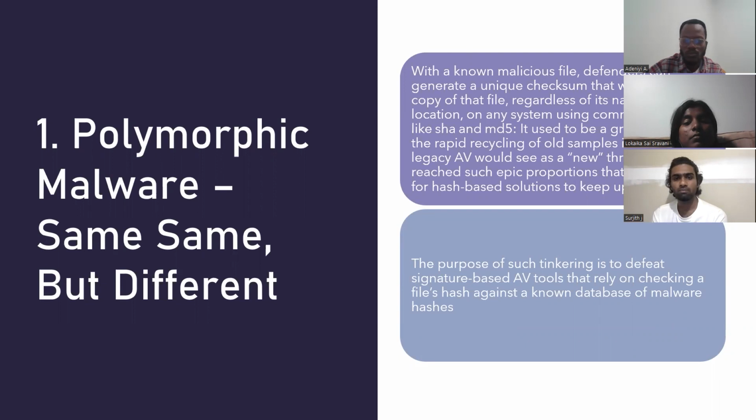Polymorphic malware, same but different. With a non-malicious file, defenders can generate a unique checksum that will identify a copy of that file, regardless of its name or location, on any system using common utilities like SHA and MD5. This used to be a great idea, but the rapid recycling of old samples into what legacy AV would see as a new threat has reached such epic proportions that it's impossible for hash-based solutions to keep up. The purpose of such tinkering is to defeat signature-based AV tools that rely on checking a file hash against a known database of malware hashes.